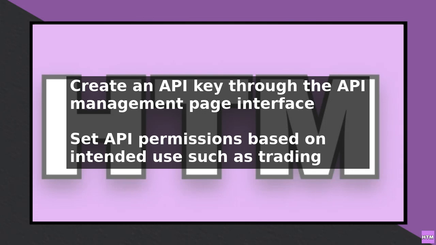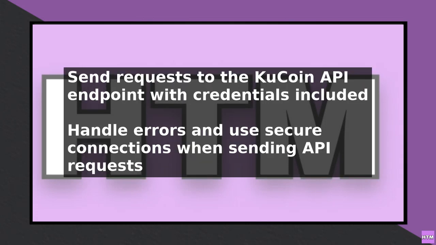It is also important to keep in mind some best practices when using the KuCoin API. You should never share your API key or secret with anyone. And you should use a secure connection when sending requests to the API. You should also make sure to handle any errors that occur when using the API, such as if the API is down or if you have reached your request limit.